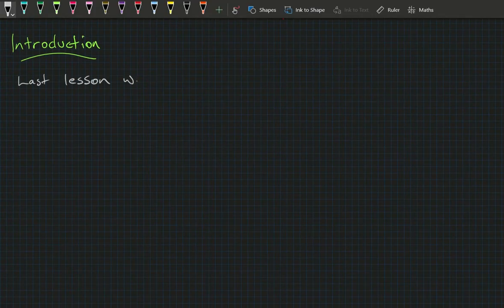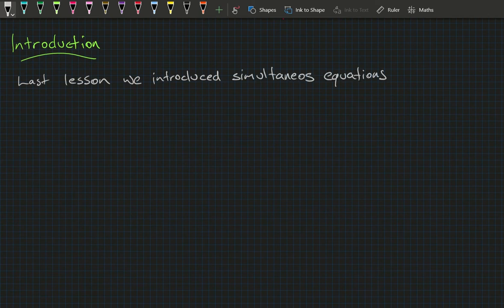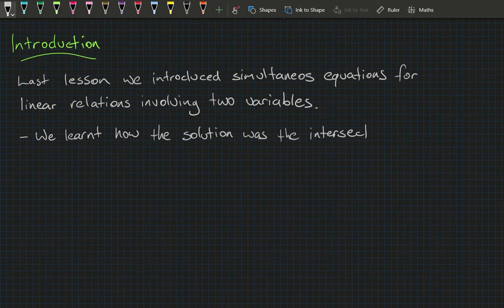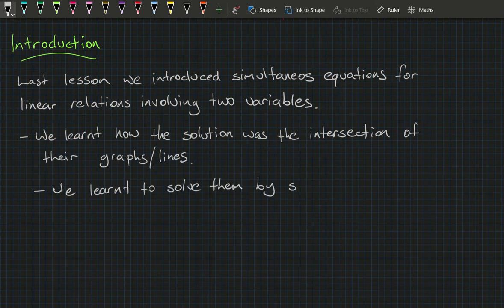In the last class we introduced the concept of simultaneous equations. This meant we found a solution for two different linear relations that are describing interactions between the same two variables. Throughout this unit we've learnt how to graph linear relations, and in the previous lesson we saw how the solution to a pair of simultaneous equations can be represented as the intersection of the lines we draw when we graph these relations. We then used a substitution method to solve them.